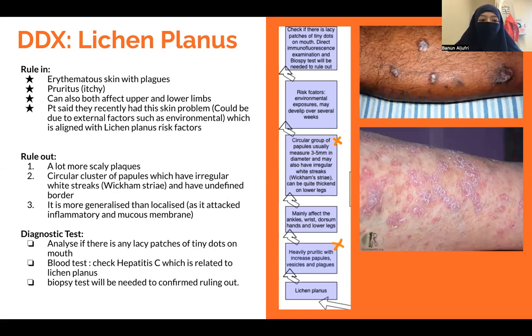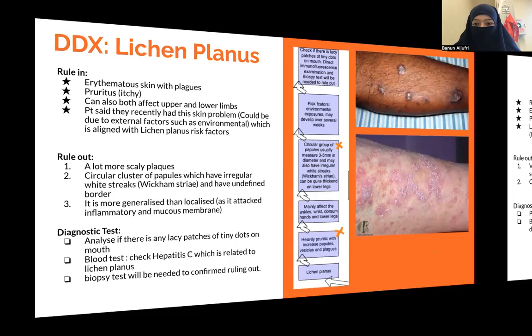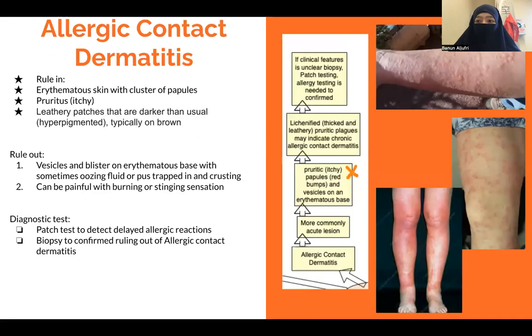Ruling out for this one is they have a lot more scaly plaques, a circular cluster of papules, which have irregular white streaks, which can be shown on this photo here, and have undefined border. It is more generalized than localized, as it attacks inflammatory and mucous membrane. The diagnostic test for this one is to analyze if there are any lacy patches of tiny dots on the mouth. Blood tests such as hepatitis C, which is highly related to lichen planus, and biopsy tests will be needed to confirm ruling.